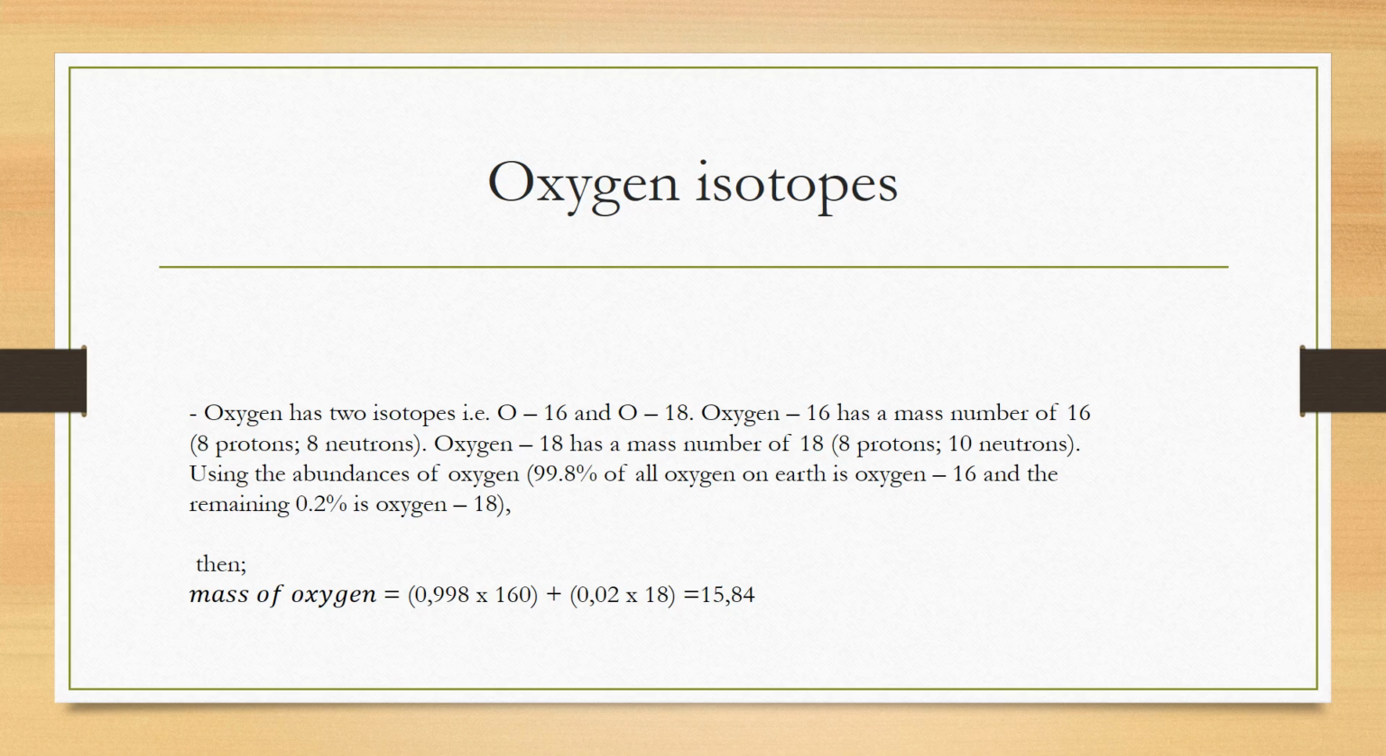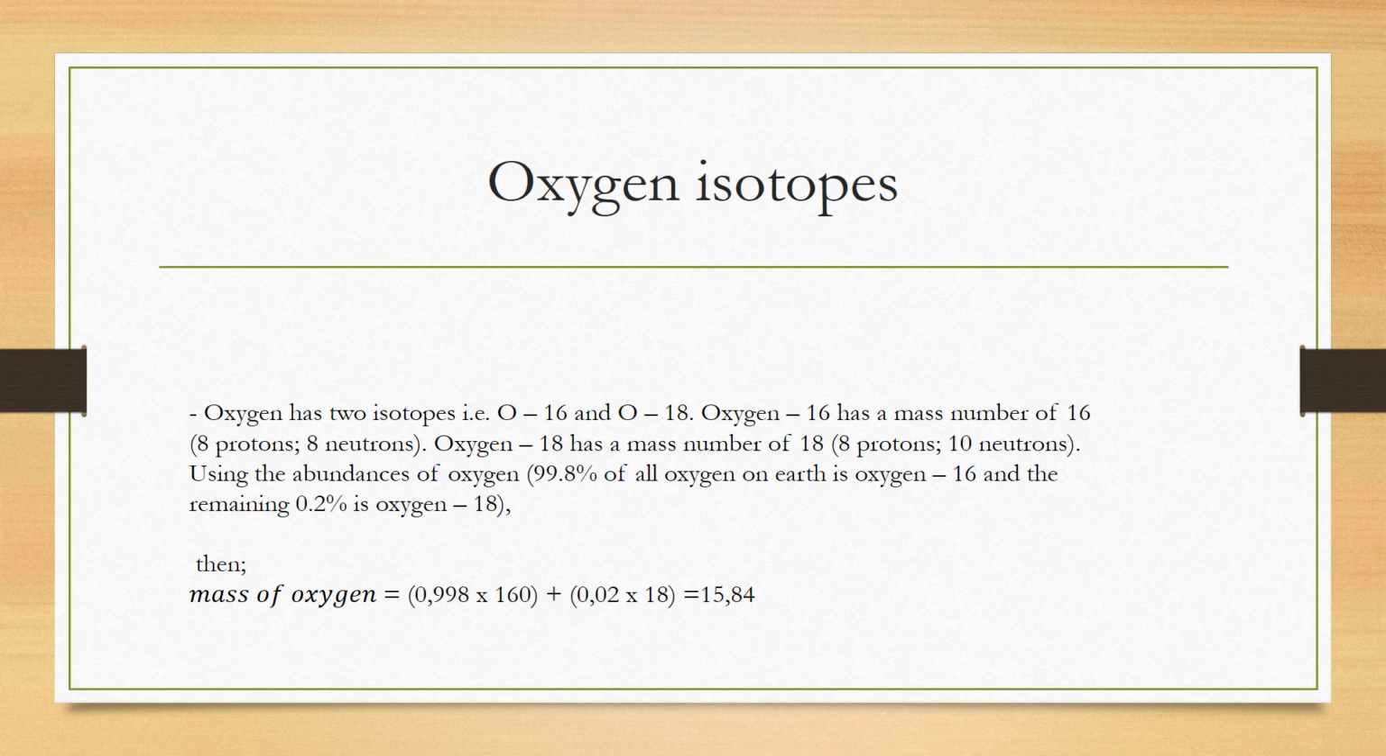In our next example, we have oxygen isotopes: oxygen 16 and oxygen 18. Oxygen has 8 protons. To calculate the number of neutrons, we simply say mass number minus the proton number. So 16 minus 8, we get 8 for the one, and 18 minus 8, we get 10 neutrons for the other one. But then the abundance on Earth is 99.8% of oxygen 16 and 0.2% of oxygen 18.